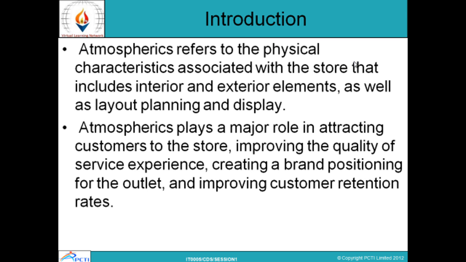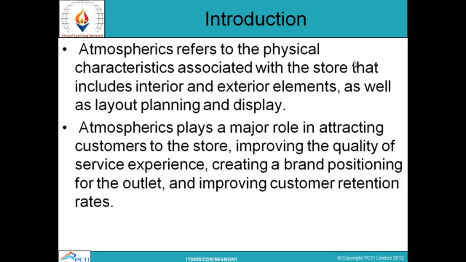Introduction says atmospherics refers to the physical characteristics associated with a store that includes interior and exterior elements as well as layout, planning and display. Atmospherics play a major role in attracting customers to the store, improving the quality of service experience, creating a brand positioning for the outlet and improving customer retention rates.